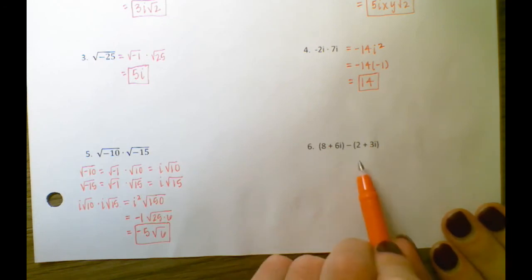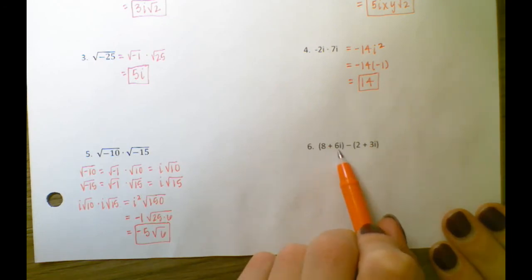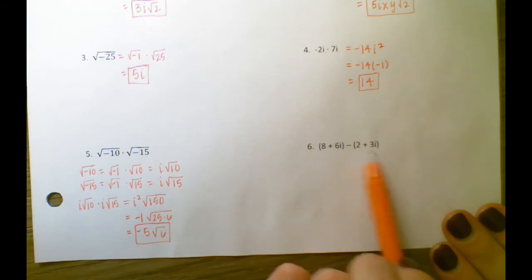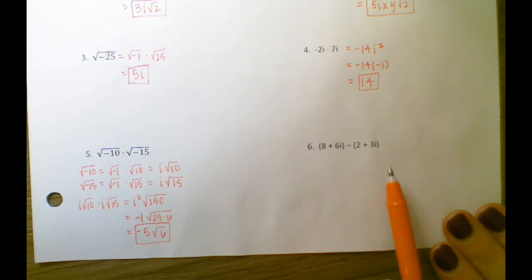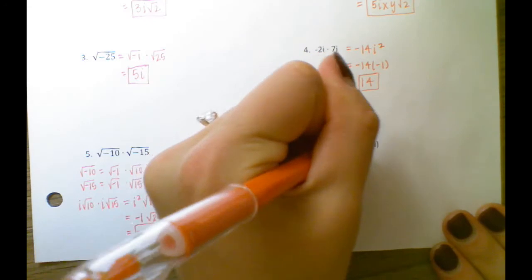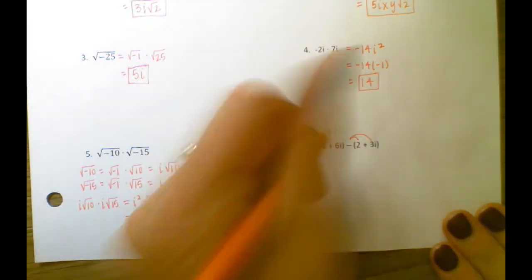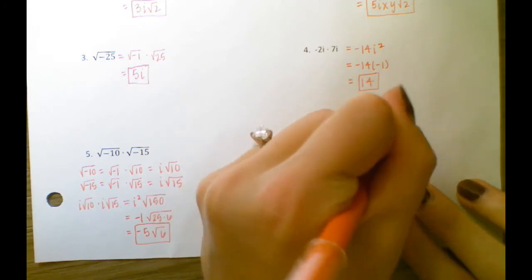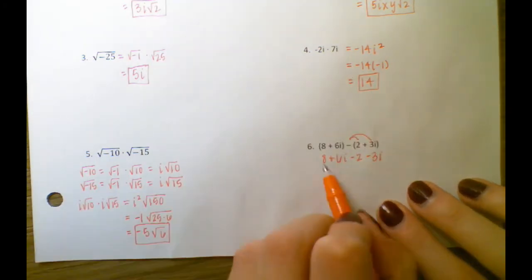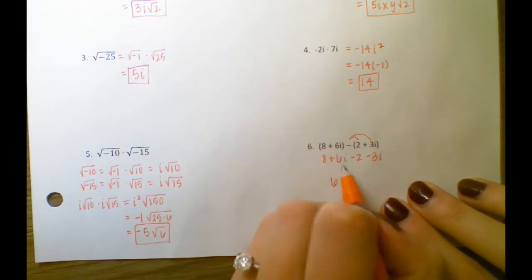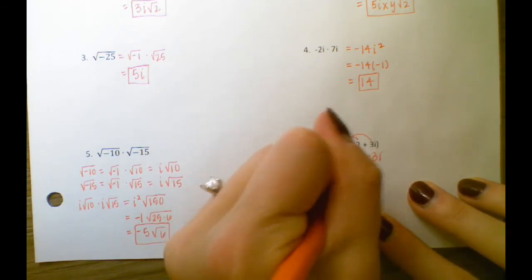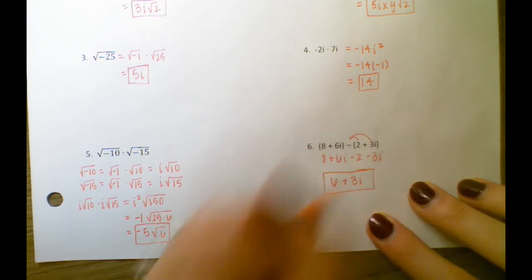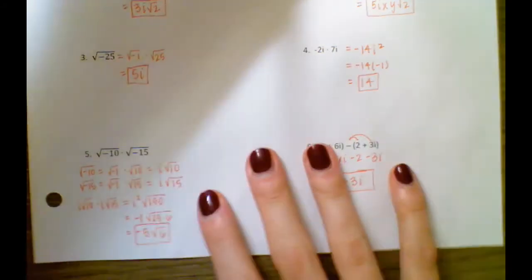All right, number 6. So these are just operations with the complex numbers. We have a real and an imaginary term. That's why this is a complex number, and same thing over here. And you're going to combine your real numbers and combine your imaginary numbers. So kind of similar to just combining like terms here. So I'm first going to distribute this negative though, because I don't want to forget about him. So 8 plus 6i minus 2 minus 3i. And then I'm just going to combine my like terms. 8 minus 2 is 6. 6i minus 3i is positive 3i. And I'm done.